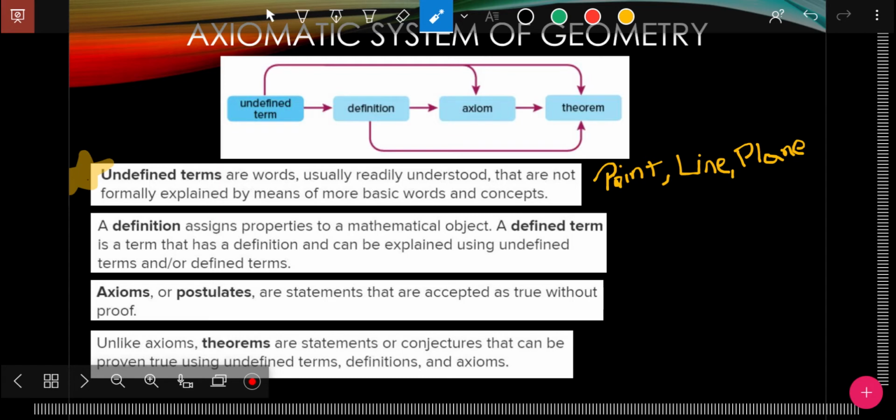Point, line, and plane are the three undefined terms, sometimes called the building blocks of geometry. Now, why is this a whole slide? Because we need to know what undefined terms are. We will define a point, a line, a plane. So why do we call them undefined terms? Because they are words usually readily understood. They're not formally explained by means of more basic words or concepts.